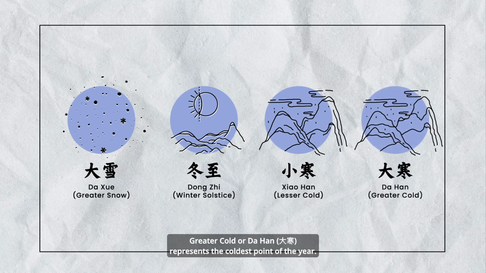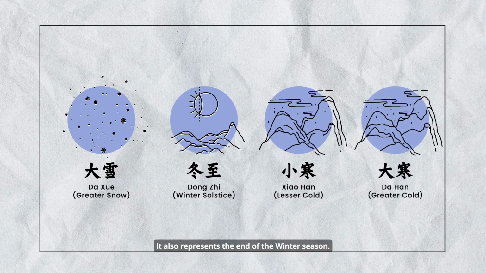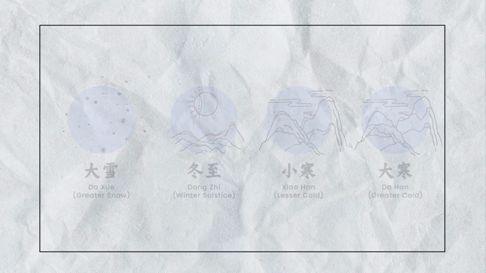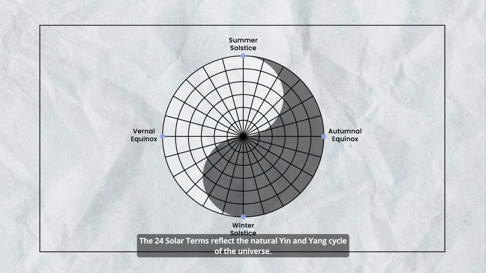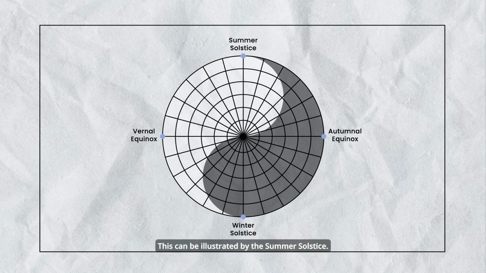Greater cold, or Dahan, represents the coldest point of the year. It also represents the end of the winter season. The 24 solar terms reflect the natural yin and yang cycle of the universe. This can be illustrated by the summer solstice.